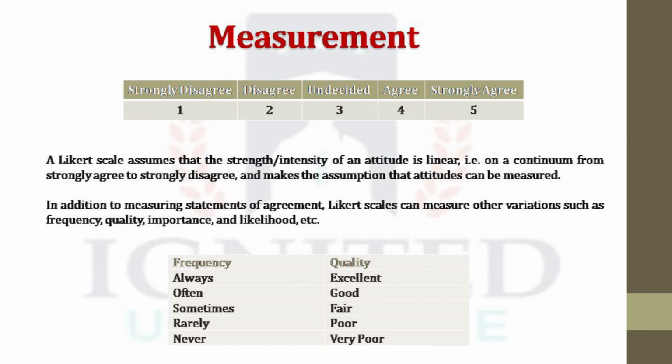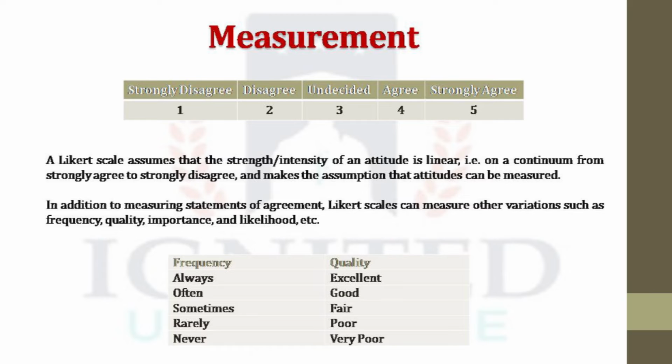So, this is how the Likert scale looks. Suppose you are putting certain statements in your questionnaire. Then for that statement you can write whether you strongly disagree, disagree, are undecided, agree, or strongly agree. So the Likert scale assumes that the strength or intensity of an attitude is linear. That is, on a continuum, you go from strongly disagree to strongly agree.